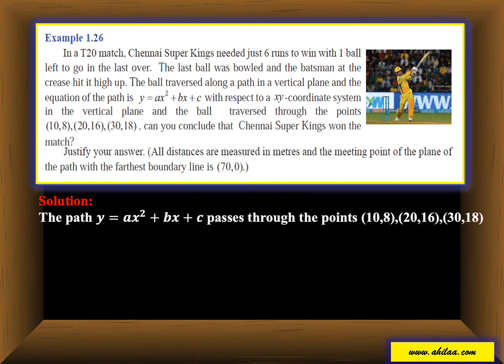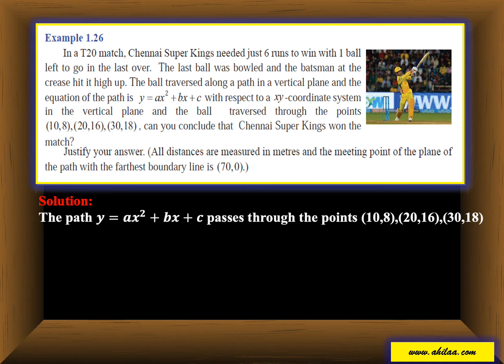The path given is y equal to ax square plus bx plus c. Always you know the path of a ball will be of parabolic form, so it is a quadratic equation. It passes through the points (10, 8), (20, 16), (30, 18). So with this statement, we need to create 3 linear equations. How to get it? Just substitute these 3 points in the equation.